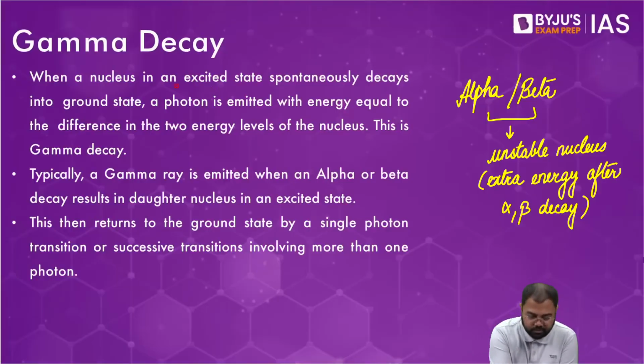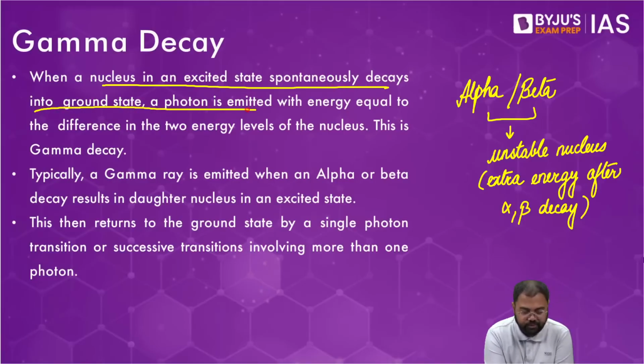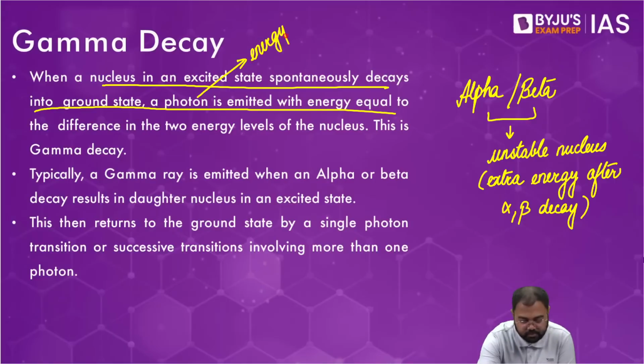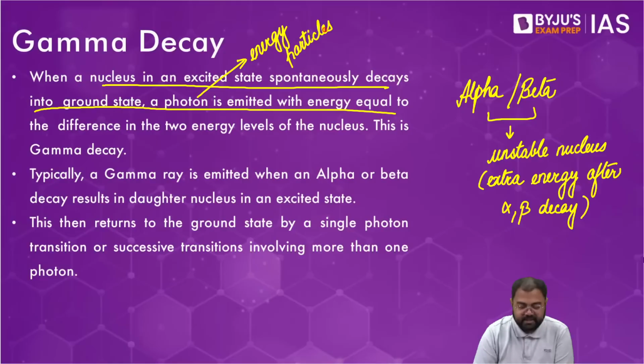So when a nucleus in an excited state spontaneously decays into the ground state, a photon is emitted. Photons are energy particles, emitted with energy equal to the difference between the two energy levels. So that extra energy is being released, and that's why typically after alpha or beta decay, gamma decay would also take place.